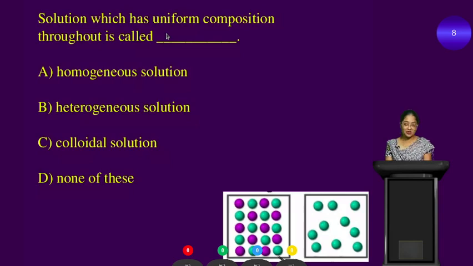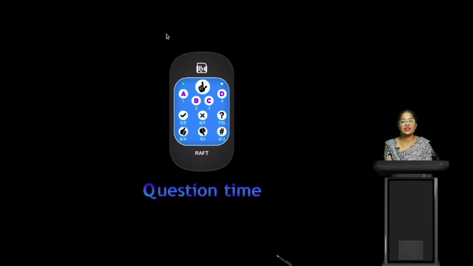You have 10 seconds of time. Now 5, 4, 3, 2 and 1. Yes, you guessed it right. A solution which has uniform composition throughout is called a homogeneous solution, right? I hope you all have guessed it right. Let's move on next.